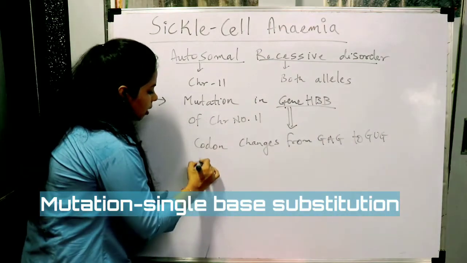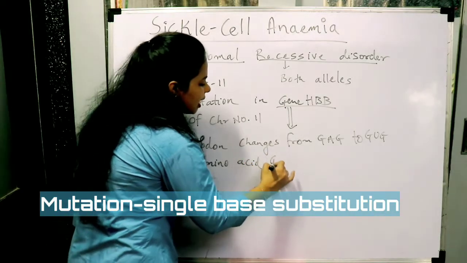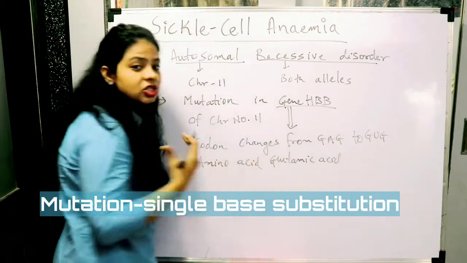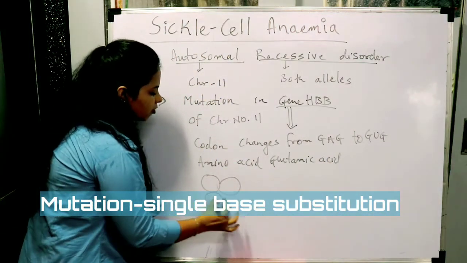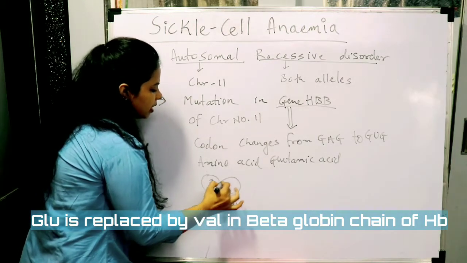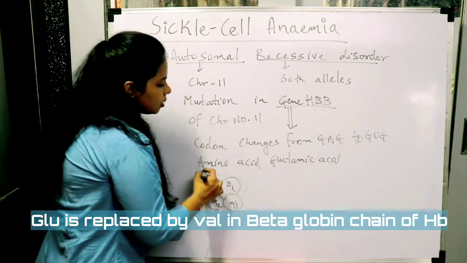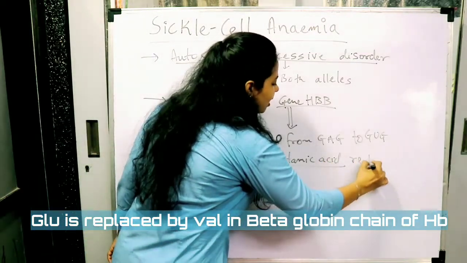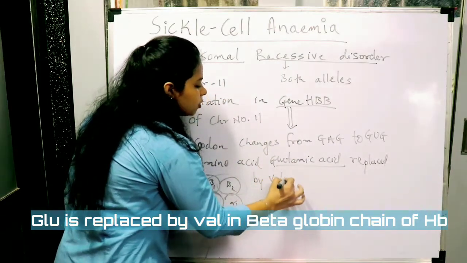Now what happens here? The amino acid glutamic acid of the beta globin chain of hemoglobin is affected. In hemoglobin, as we have discussed, there are 4 subunits: alpha 1, alpha 2, beta 1, beta 2. So in the beta chain, the glutamic acid is replaced by valine. Replaced by what? Valine.